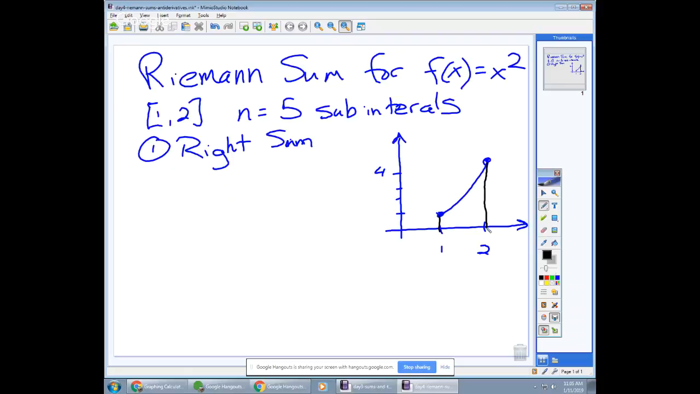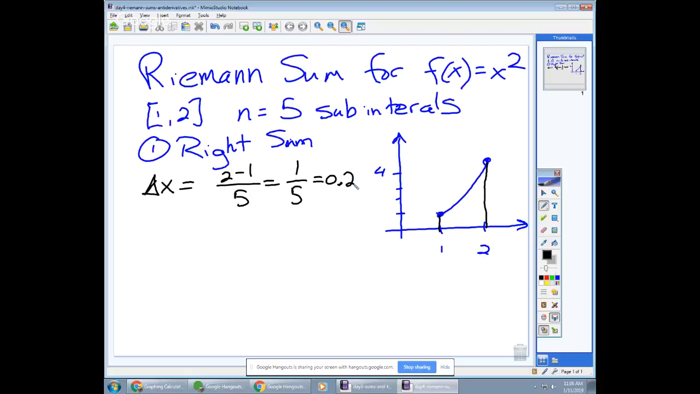Usually I do the arithmetic first, and then I worry about the algebra after. This is kind of what I was aiming for you guys on the quiz. First I need to figure out my delta x. How do I figure out delta x? Yeah, distance over how many intervals. So the distance would be 2 minus 1 over 5 subintervals, so I get 1/5. You could write that as a fraction or a decimal in this case, because the decimal is kind of nice.